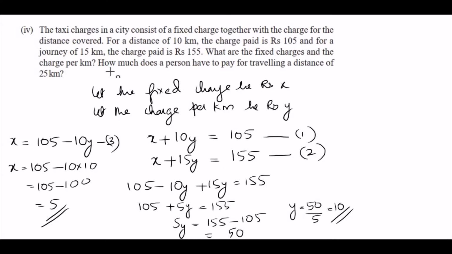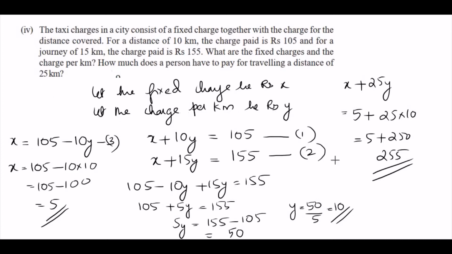Now in the second part of the question, it is asked, how much does a person have to pay for traveling a distance of 25 km? So a distance of 25 km means X plus 25Y. That is the fixed charge plus per kilometer into 25. So you get X is 5 plus 25 into 10. That is, you get 5 plus 250, 255. That is, for 25 km, you have to pay rupees 255.